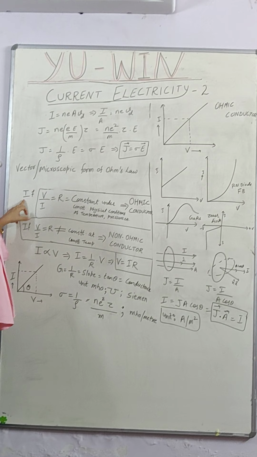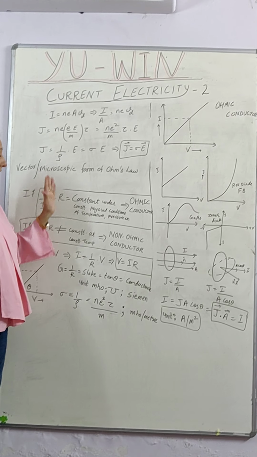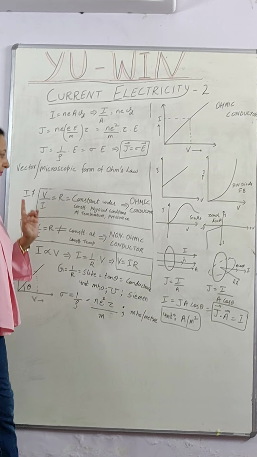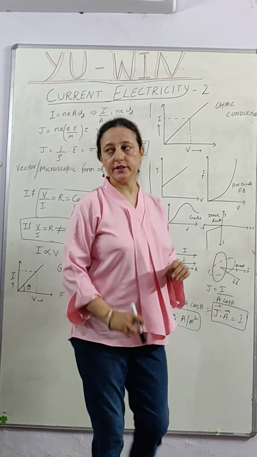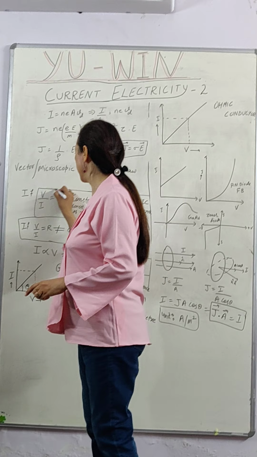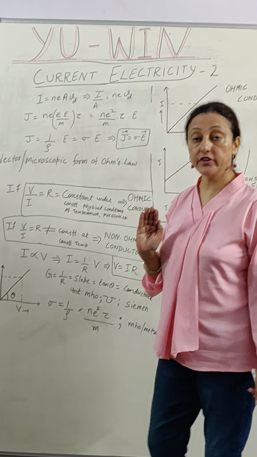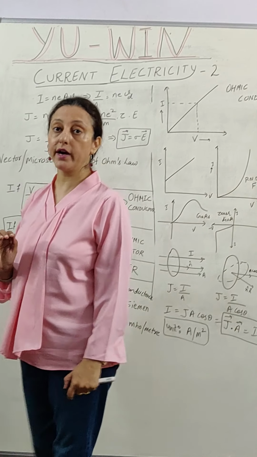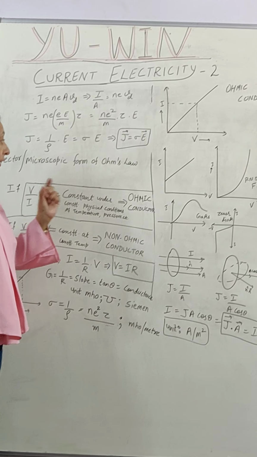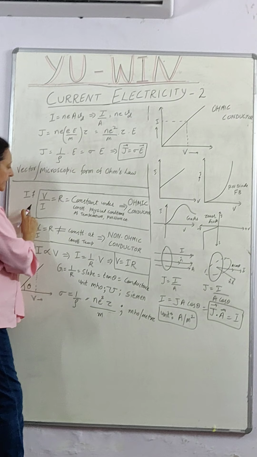So students, we have seen that V by I is always equal to R. Now a very important thing that you always need to remember is a misconception. The students think, in the lower classes also you have been taught that Ohm's law says that V is equal to IR. But Ohm's law is not V is equal to IR. V is equal to IR is valid even for the non-ohmic conductor as well. What is Ohm's law? We start from this point.